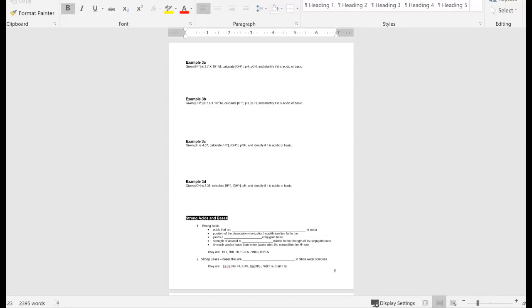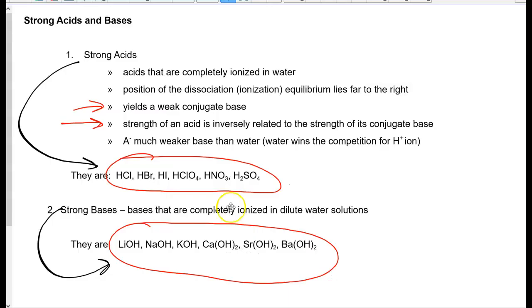Okay, so we have just completed 3D in the last set of notes. Now we are going to look at the difference between strong acids and strong bases. So we have some notes to fill in. In the 22-23 school year, this set of notes is on the bottom of page 6. Otherwise, look for this heading in your notes to fill out the missing pieces. So it should be somewhere near page 6.